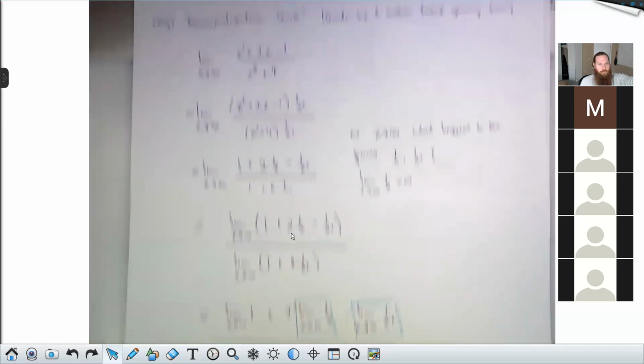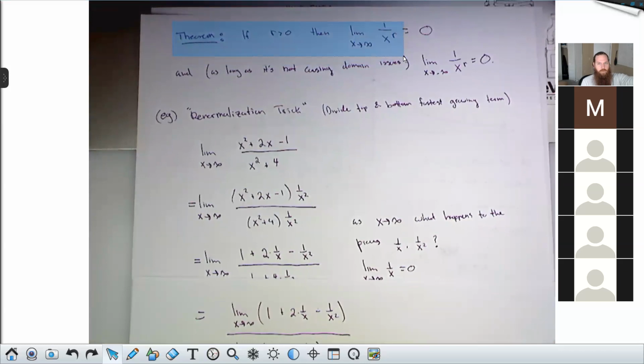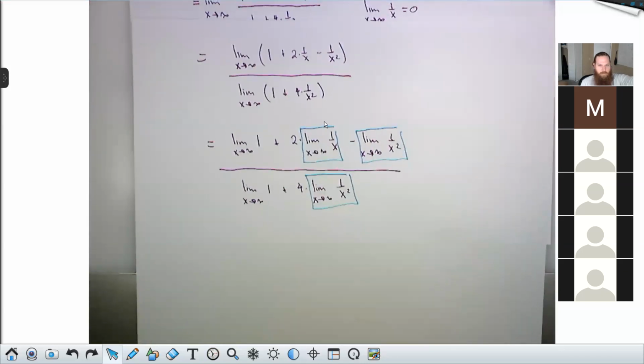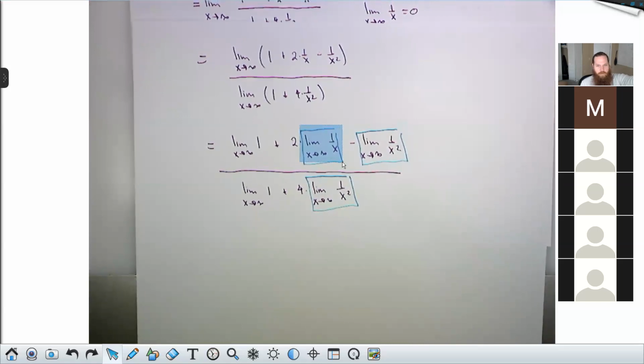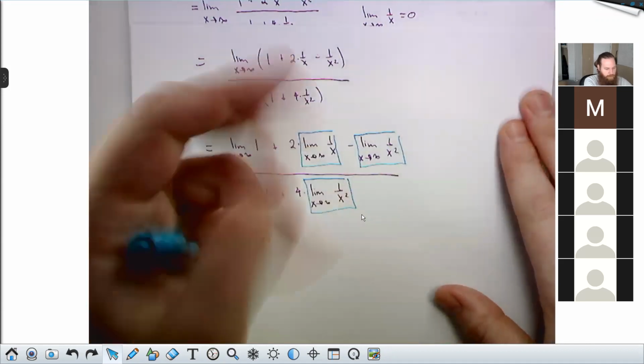But if you refer back to this theorem, if r is any positive number, then the limit as x goes to infinity of 1 over x to the r is 0. This is the limit as x goes to infinity of 1 over x to the 1. This is the limit of 1 over x to the 2. And this is again the limit of 1 over x to the 2. These are all 0 by the theorem.